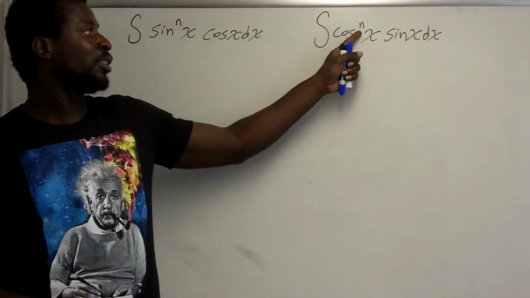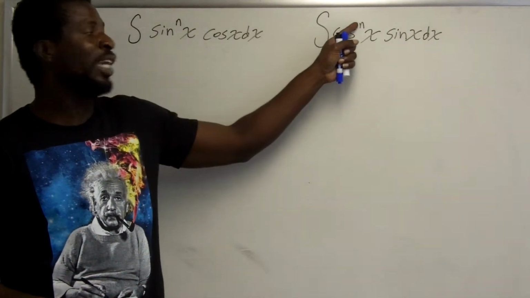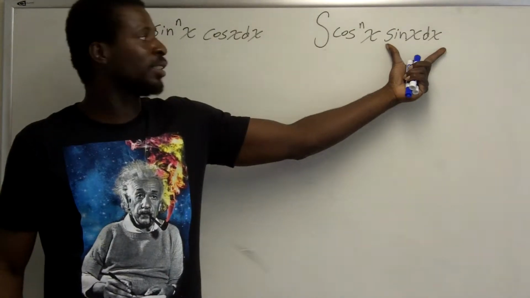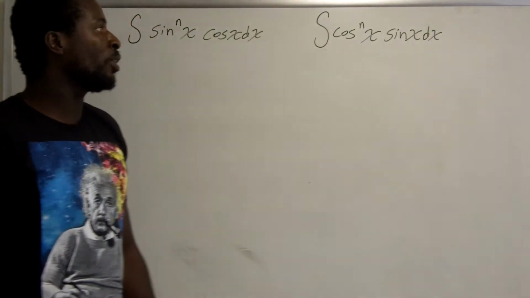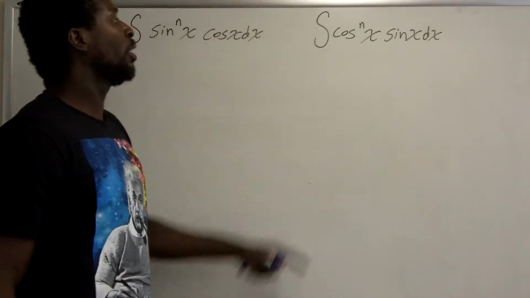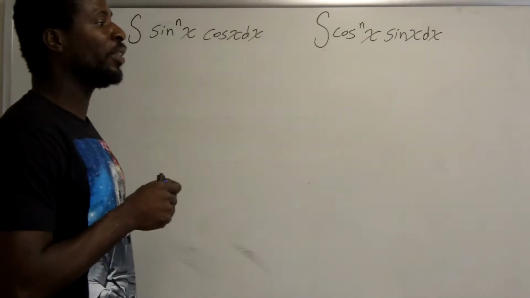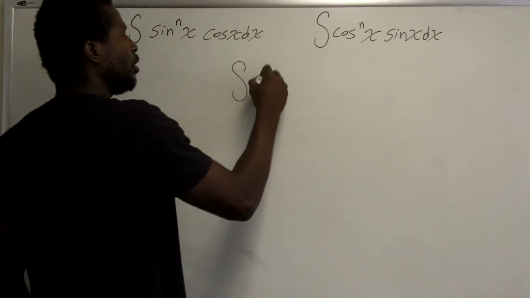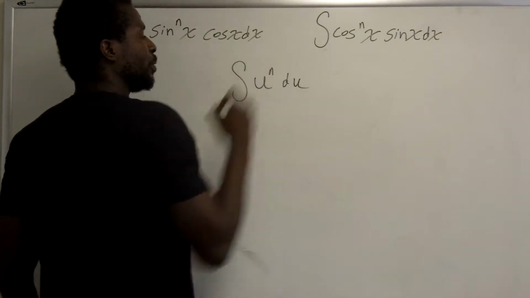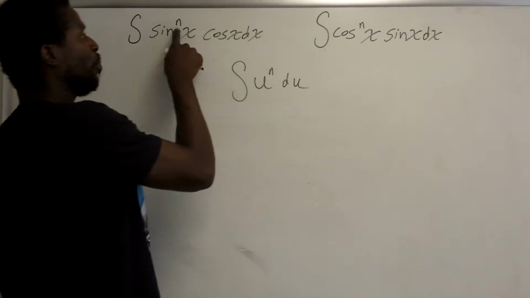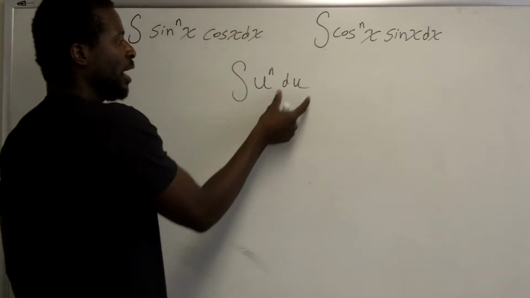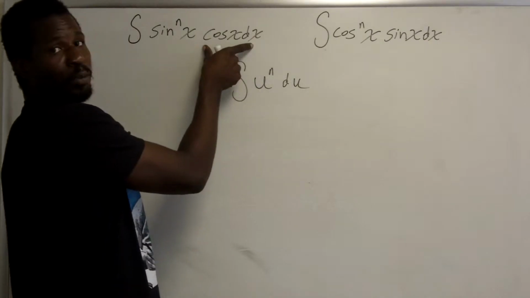And it's the same thing here. We're going to have cosine to some power. That's going to be u to the nth. And that extra factor of sine x is the factor that we are going to use for our du. So our goal is to integrate these with the u to the nth du formula. n is going to be the power of the sine or the cosine. u is either going to be sine or cosine. And du is where that other factor comes into play.